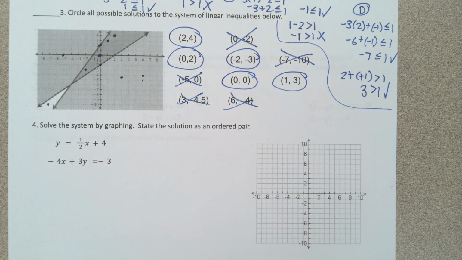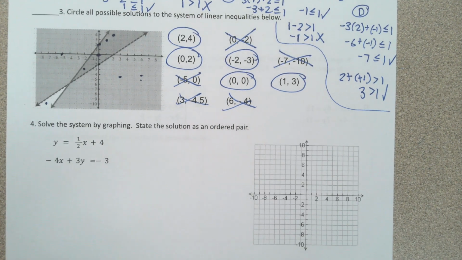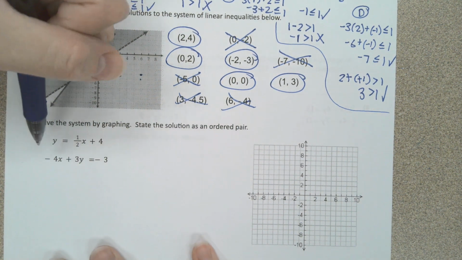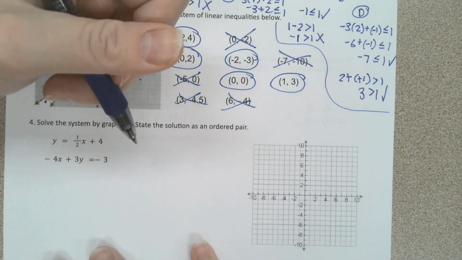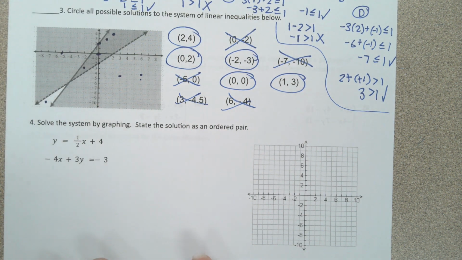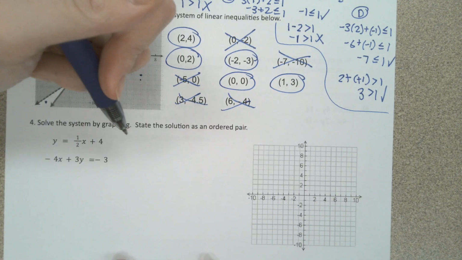Number 4, solve the system by graphing. State the solution as an ordered pair. So this is the one time we will say you have to solve it this way. So this one's very nice because it's already in y = mx + b form. So this will be very easy to graph. If you don't have a ruler handy already, you will want one. When you're graphing to get your answer, you want to make sure that your graph is as perfect as possible so that you can get that answer correct.